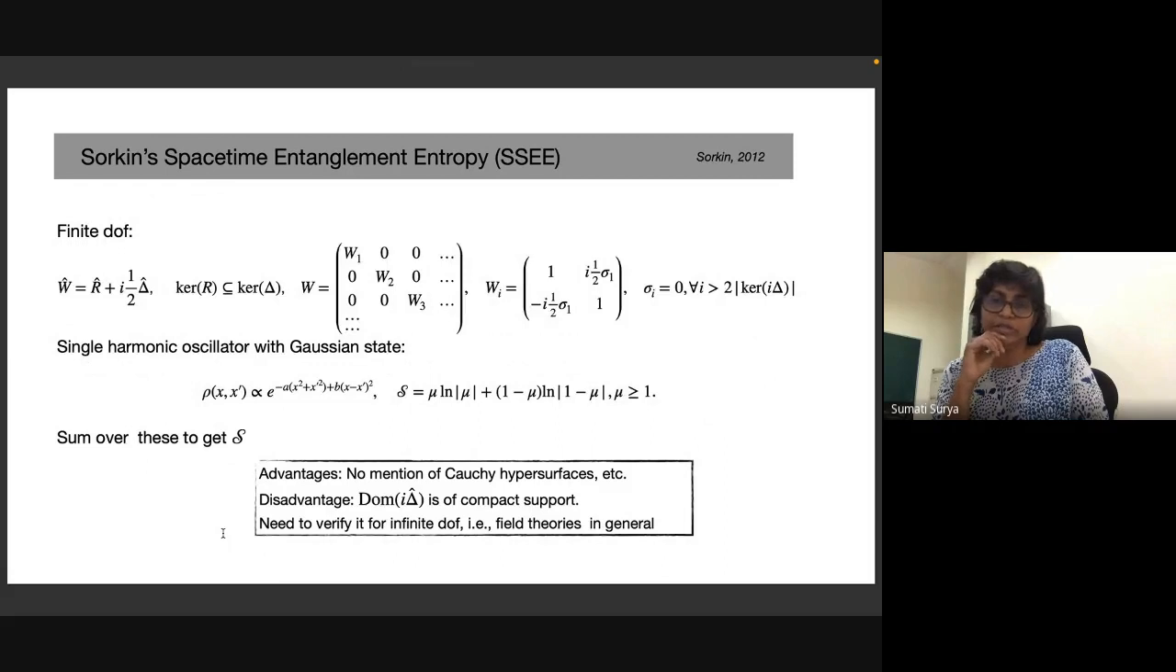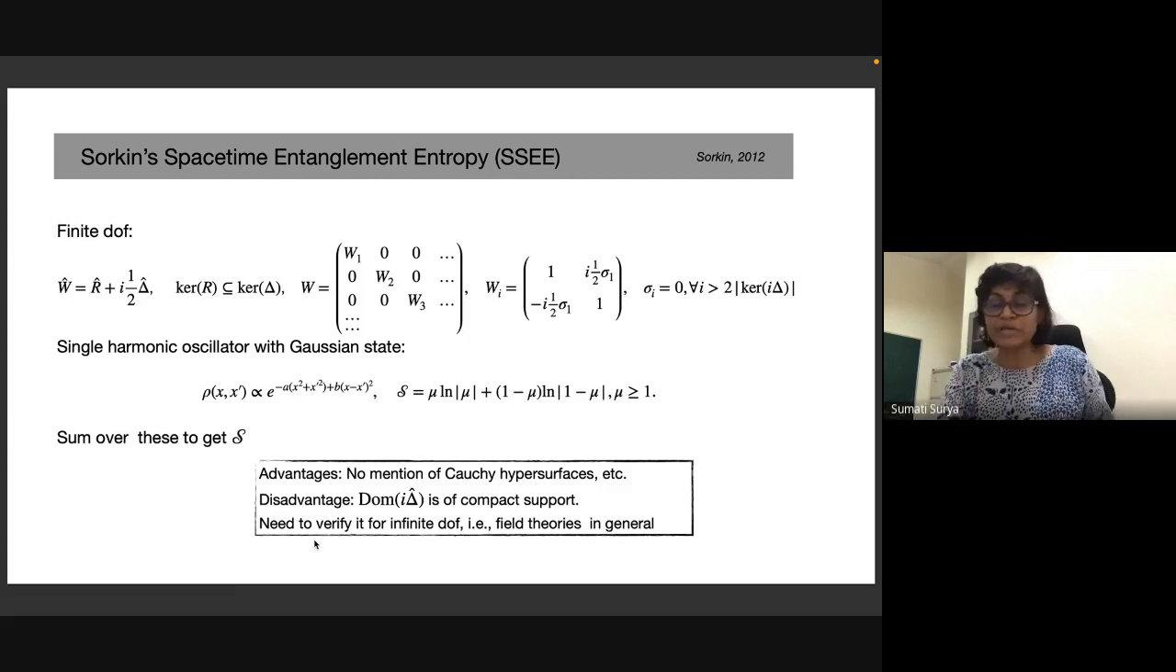Again, there's a motivation for this formula, which comes from finite degrees of freedom. In that case, you can show using some very cute techniques of differential geometry within this context, you can think of x and x prime as being indices. And you can show that in general, when you take this Wightman function, it comes with a real symmetric part, as well as an imaginary skew symmetric part, which is the I delta upon 2. And through very general considerations, it splits up into this block diagonal form, which you can then interpret. Each block diagonal piece can be interpreted as a single harmonic oscillator, but in a Gaussian state.